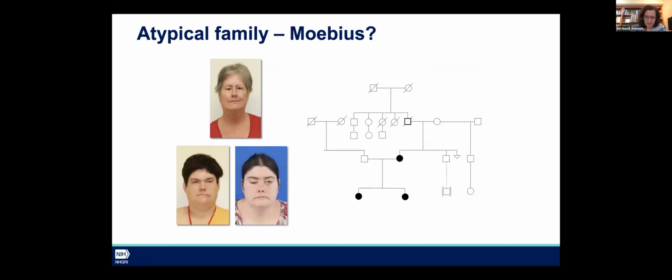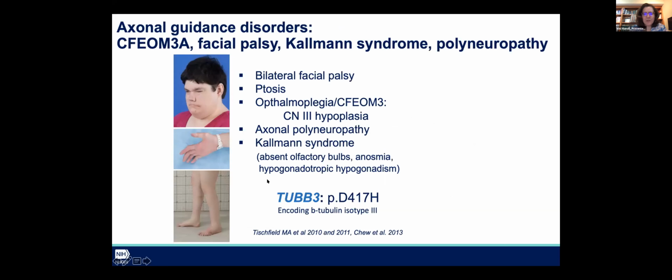This is the TUBB3 phenotype. So this was a family that came as Moebius syndrome to the protocol, but the 2 siblings, the 2 sisters, were affected. The mother was considered relatively mild or normal, but all 3 had the TUBB3 phenotype. They have a certain mutation in this tubulin gene that is associated with cranial nerve 3 hypoplasia. They have ptosis and they have an exotropia. They have a very different phenotype in the eye movement involvement.